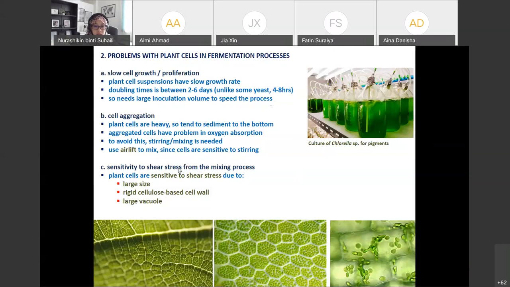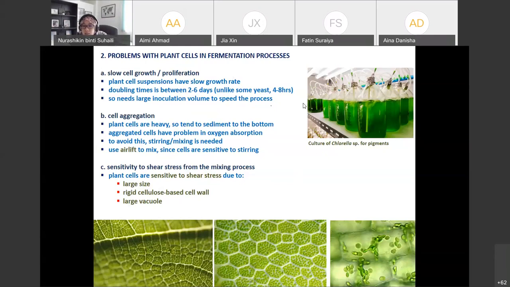Sensitivity to shear stress from the mixing process. Okay, I think I've mentioned this. Plant cells are sensitive to shear. That is another problem, or another challenge compared to bacteria. Bacterial fermentation is very easy. You just throw it in and it will grow well. But for plant cells, you have to take care of it. You have to make sure that the mixing doesn't affect the cells. So those are the things that you need to take into consideration. So those are the challenges for plant cell cultures.